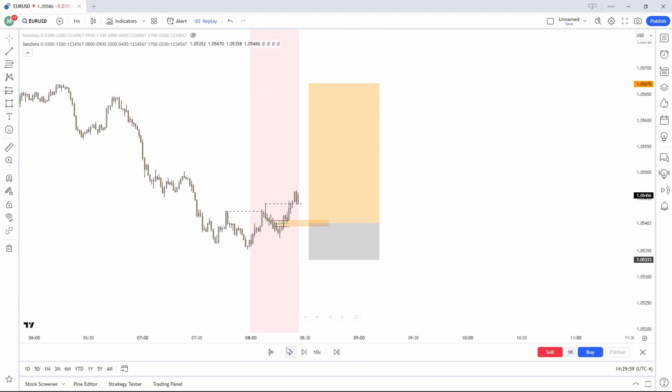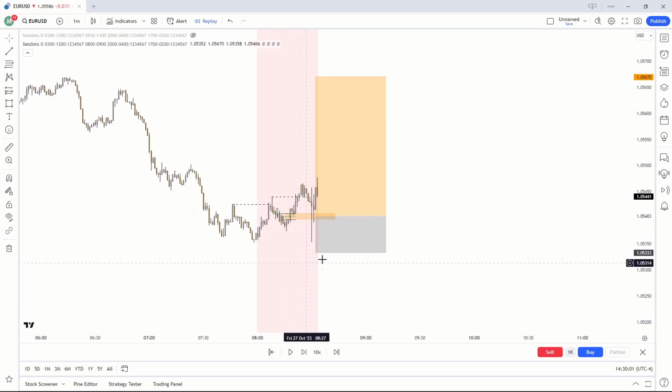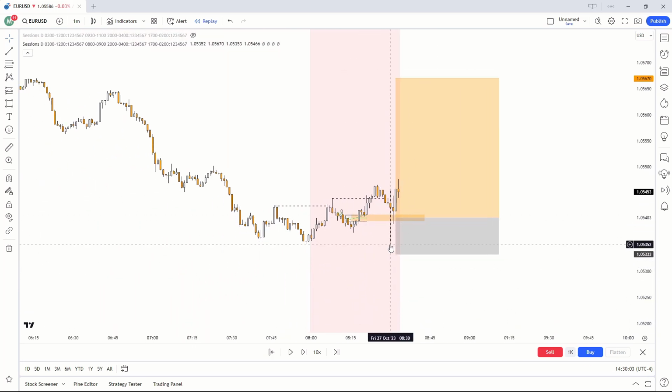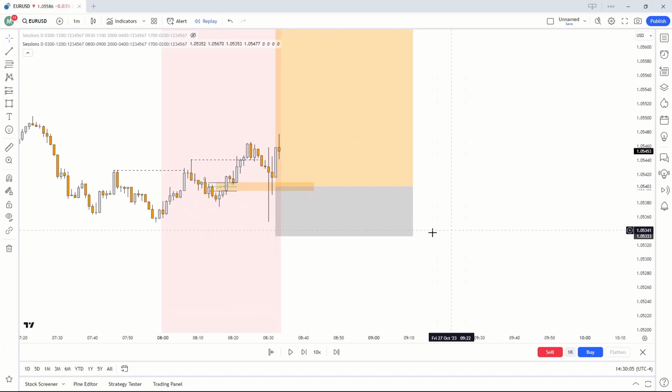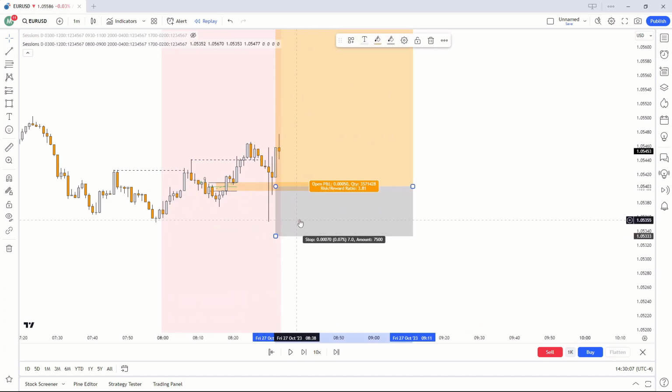So let's play out market as we do have our entry. Boom. We do smash through our zone and we are in a little bit of drawdown. However, that is trading for you guys. And that's why we do give stop loss enough space for market to play out in.